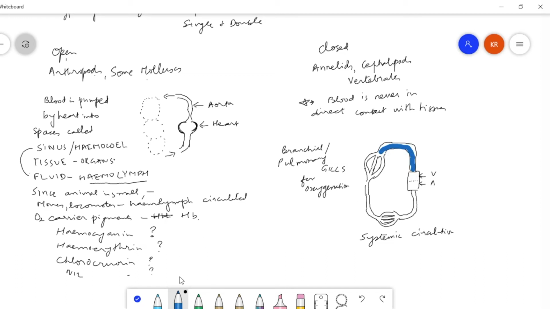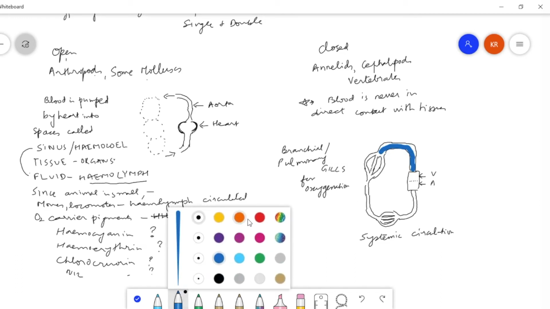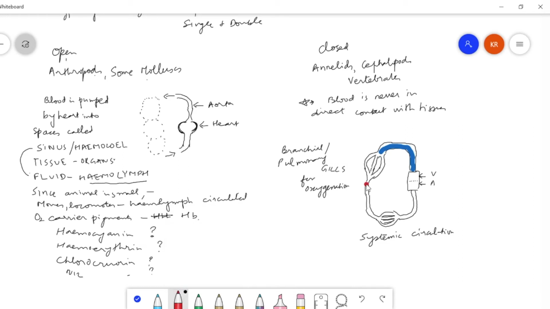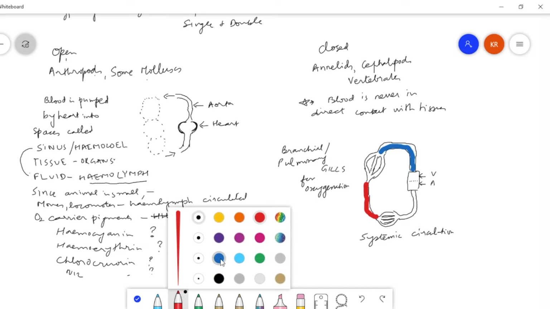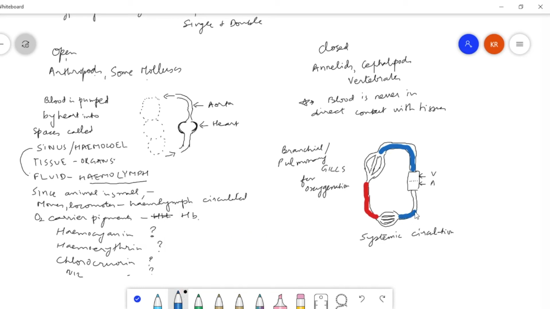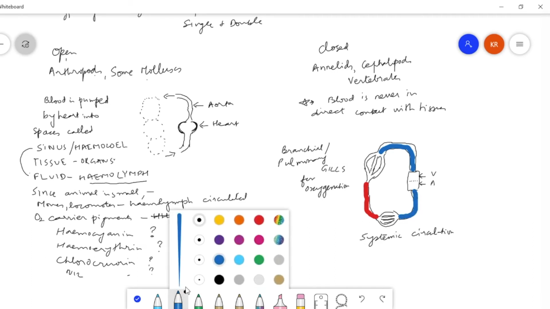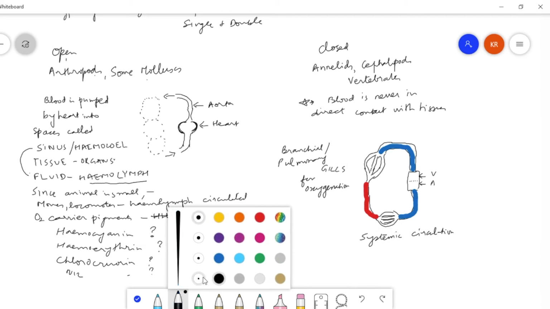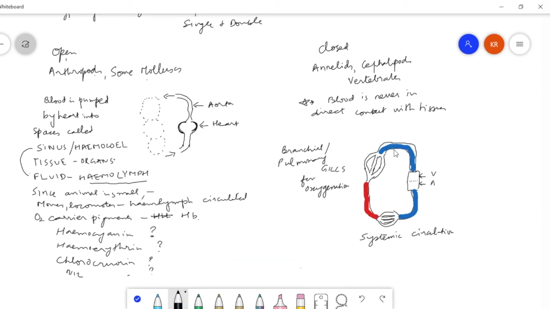Now it gets oxygenated, and it is supplying the blood to the different parts of the body. When it supplies blood to the different parts of the body, once again it loses its oxygen, and it is now going back to the heart so that it gets pumped. So this is single circulation. Also, it is explaining to us that it's a closed system.